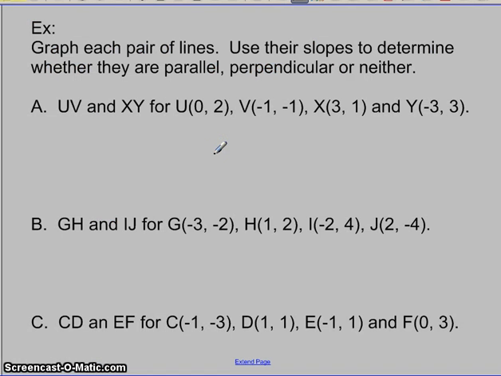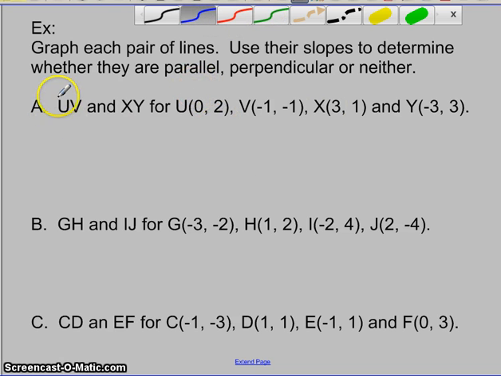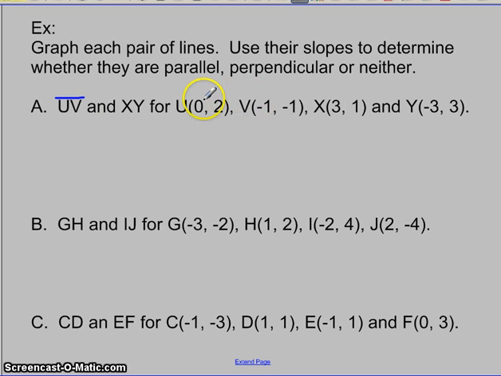Alright, graph each pair of lines. Use their slopes to determine whether they are parallel, perpendicular, or neither. Well, I think we could actually get by this one with maybe not even graphing them, because we have the slope formula. So it looks like I have line UV here, which is the first 2 points. So I think I could label them real quick and just use the slope formula to find their slope, and then I could just compare it to the slope of XY. So let's see. My y sub 2 would be a -1, minus a 2 over a negative 1 minus a 0. So that's a negative 3 over a negative 1, which would just equal a 3.